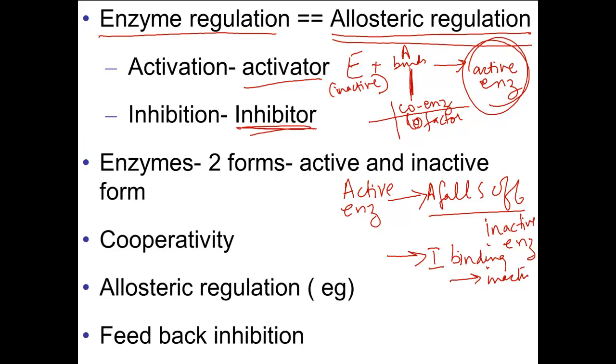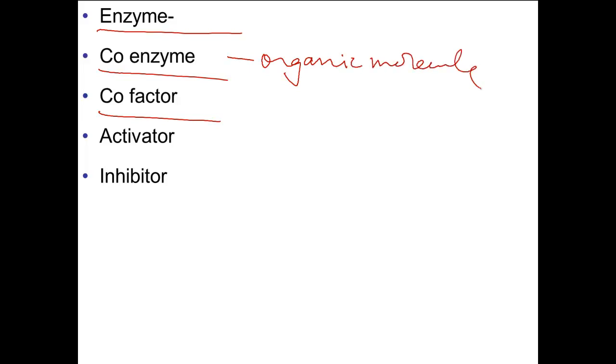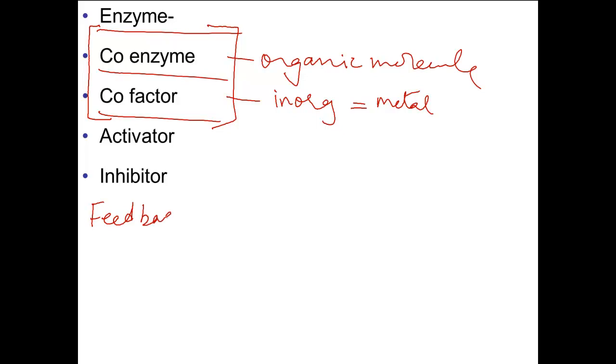Okay, then we move on to the next slide. I just mentioned what a coenzyme is, an organic molecule. A cofactor can be an inorganic ion, like a metal. An activator can activate the whole process and change the shape, or an inhibitor can inhibit the whole process. Now, mostly the coenzyme and cofactor work in cooperation with the enzyme, so they show cooperativity. Now, to understand the next aspect, feedback inhibition.